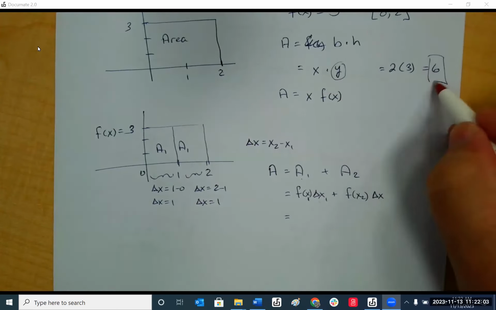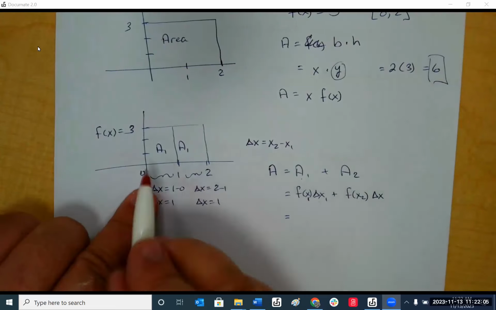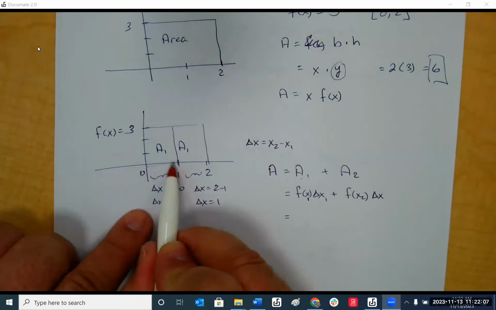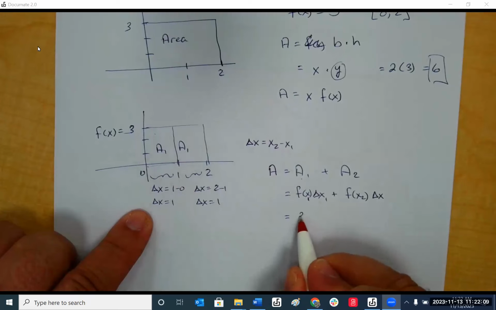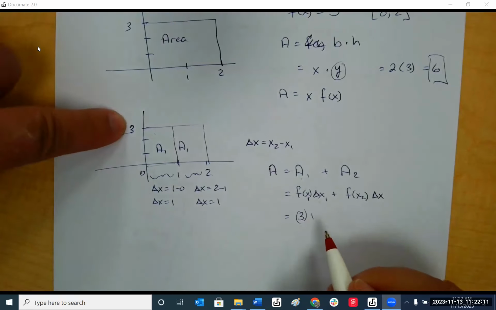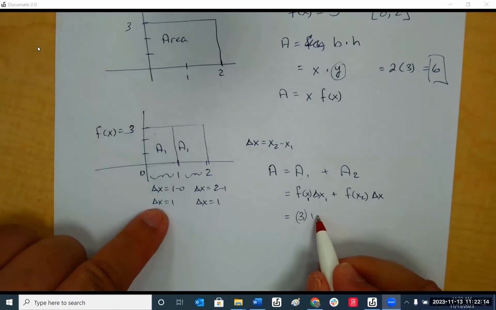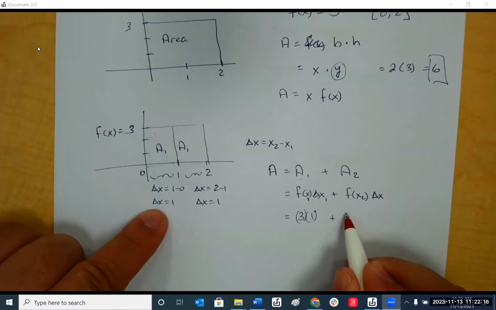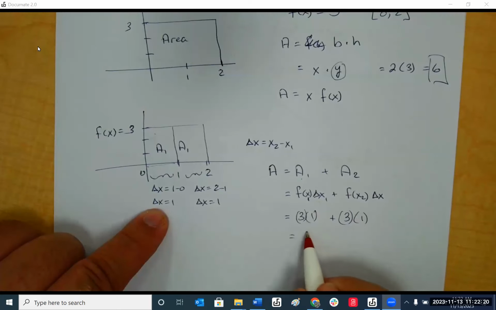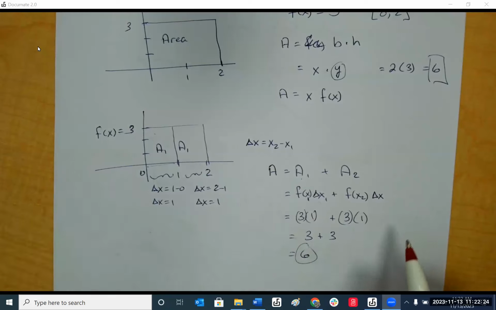Remember, we calculated our area to be 6. So in this first area, 1 times 3 is 3. The function itself is 3, and the delta x is 1 unit wide. Same thing with the other one: 3 times 1 is 3, plus 3 is 6. So we got the same answer.